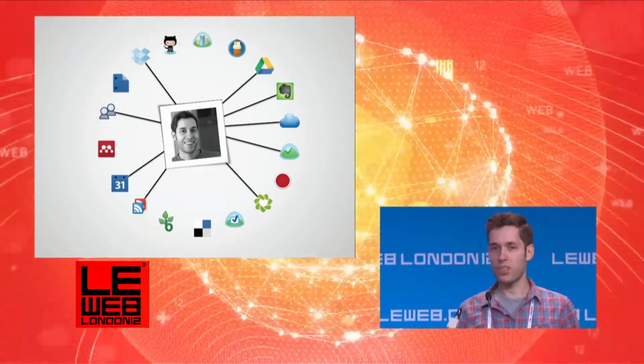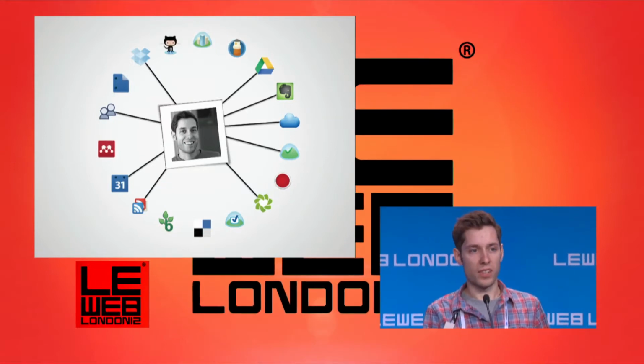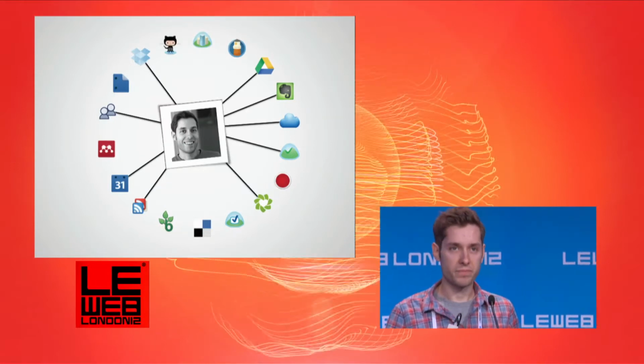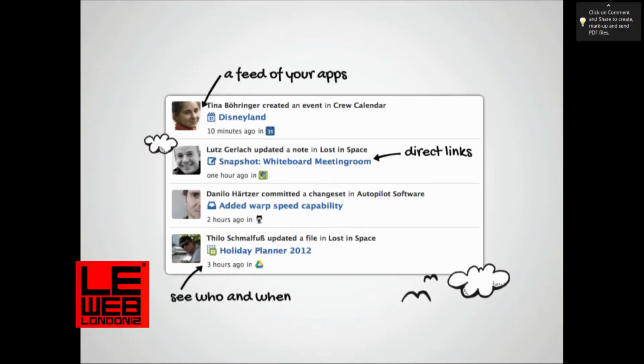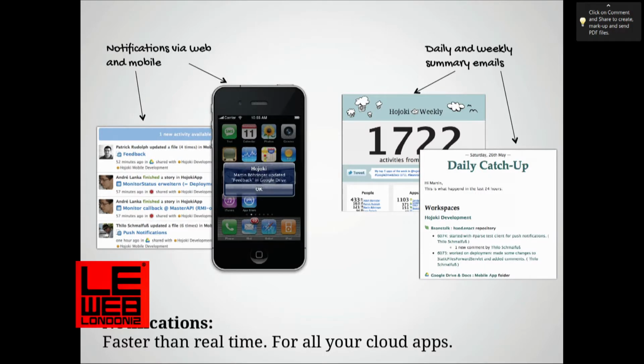So I was really looking for a place to make all the cloud apps work as one. And I thought, wouldn't it be cool to have a Facebook-like newsfeed, but for all my cloud apps? And this is exactly what Hojoki does. So Hojoki connects to all your cloud apps and builds you one integrated newsfeed of everything that's going on. So there you see that Tina just created an event for me, or that Lutz updated a shared notebook on Evernote, or that Danilo just added new source code. It's all inside. And of course, Hojoki notifies you if there's something new, and we also send you daily and weekly summary emails of what you might have missed.